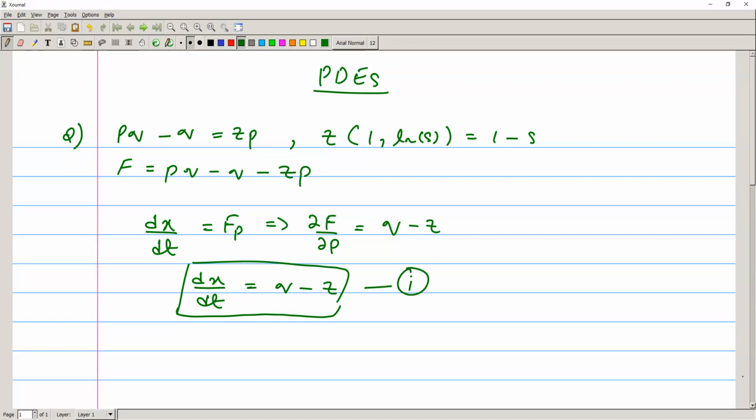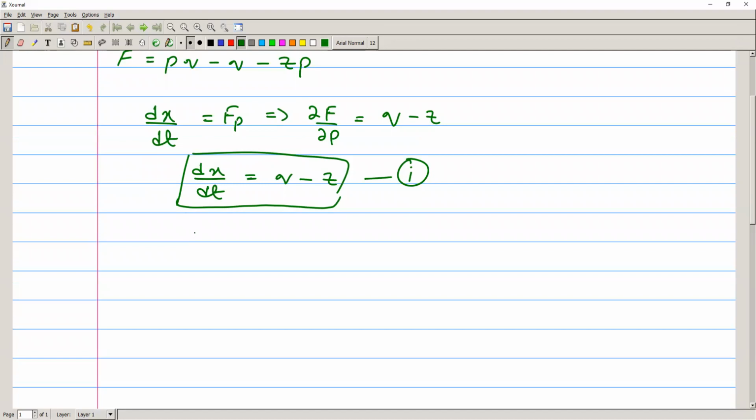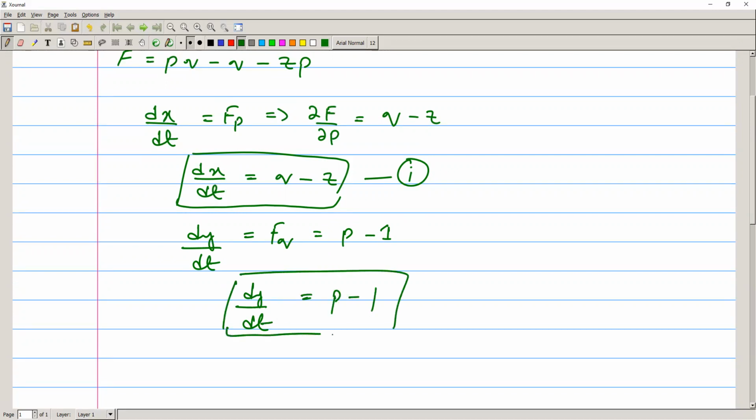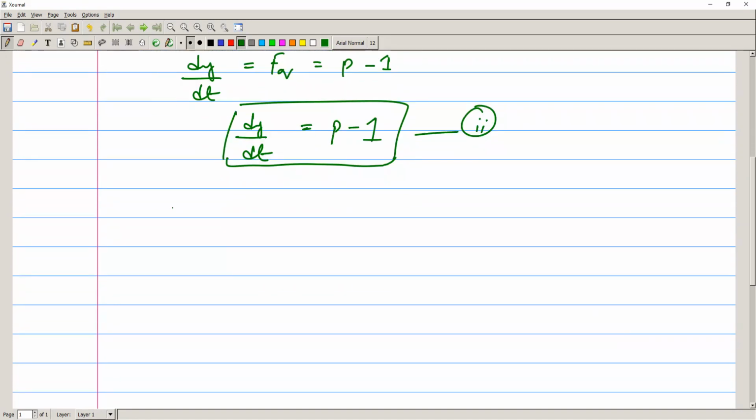So now we have to take the other curve, that is dy over dt equal to fq, and we know that the partial derivative with respect to q will be p minus 1. So dy over dt is equal to p minus 1. And again, this is unsolvable because of the function of p on the right hand side. So we will name it equation number 2, and we will see further that we can get an equation that is solvable.